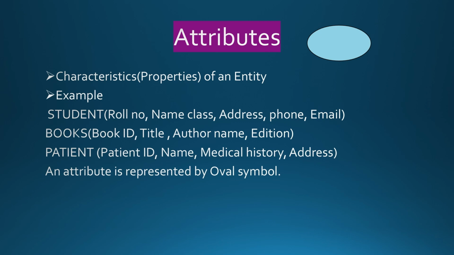The next is the books example. If there is a books entity class, book ID, title, author name, edition, all these are the attributes of books. Similarly, patient has patient ID, name, medical history, address, that are its attributes. An attribute is represented by an oval symbol in the ER model. Attribute name is mentioned within the oval.